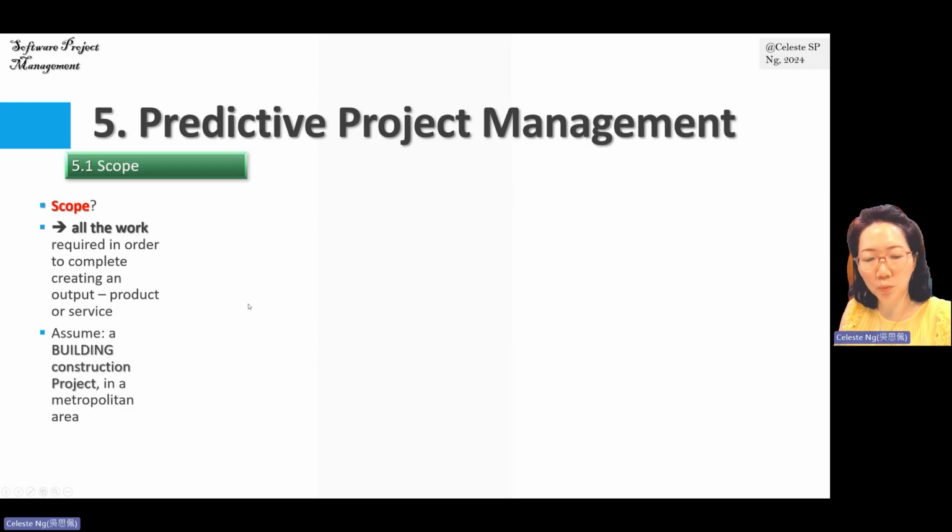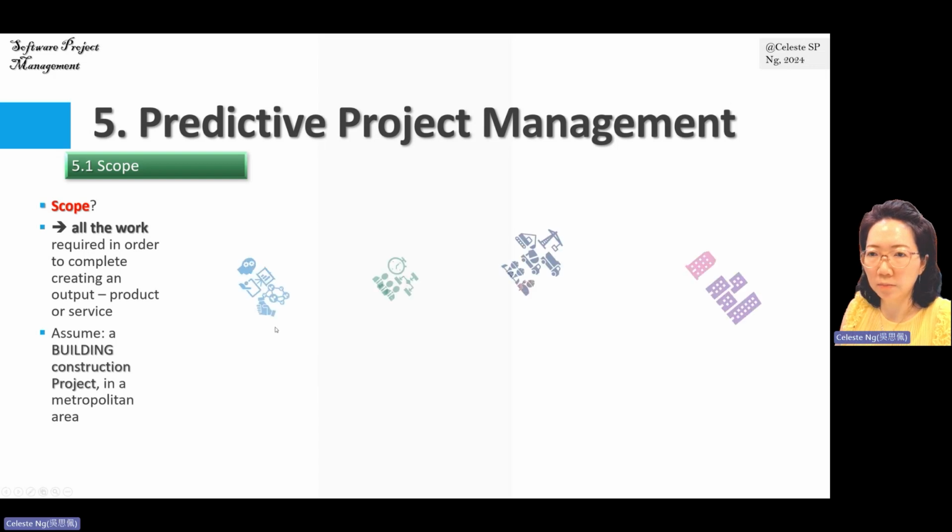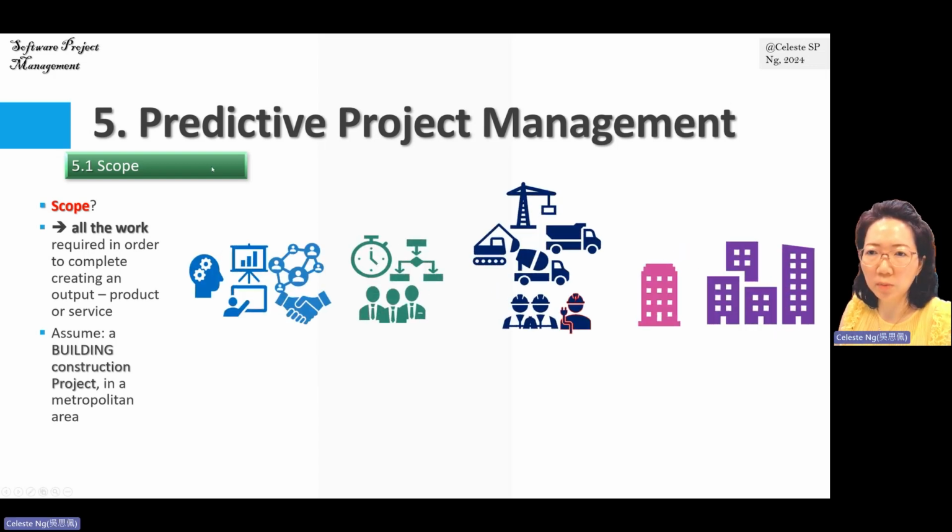So what is scope in project management? All right, in a project, what is the scope? Scope is all the work required in order to complete creating an output. An output can be a product, it could be a system, it could be a service.